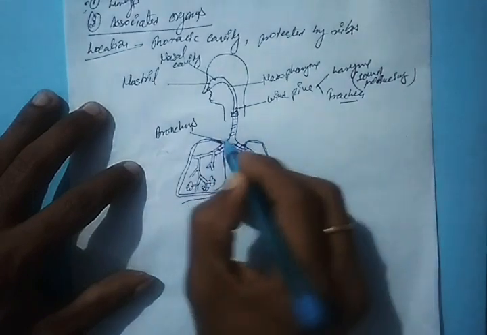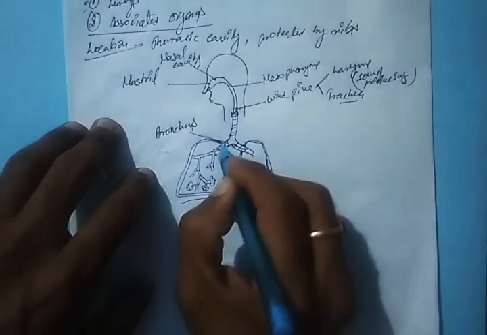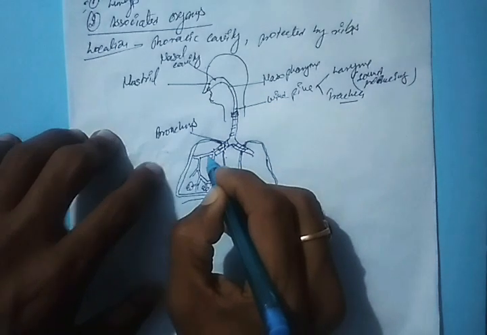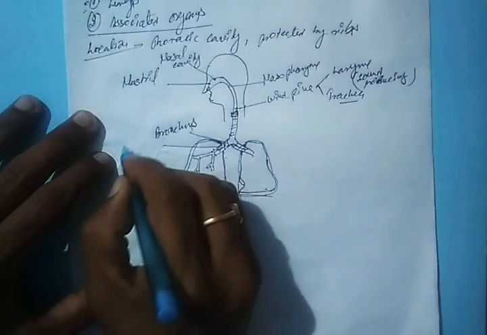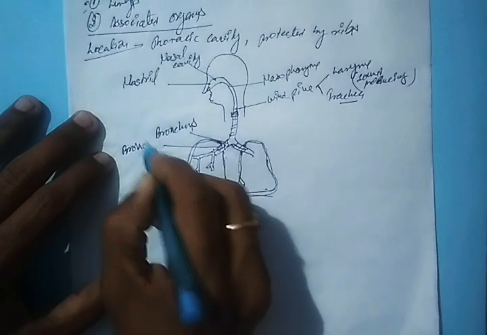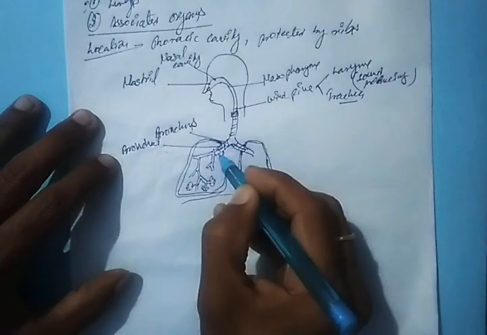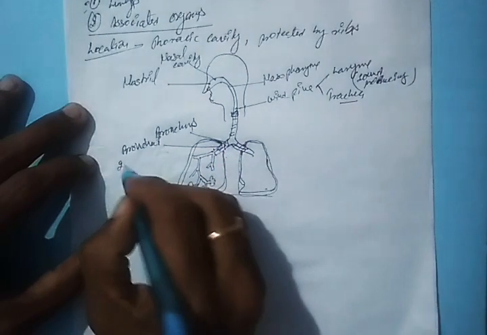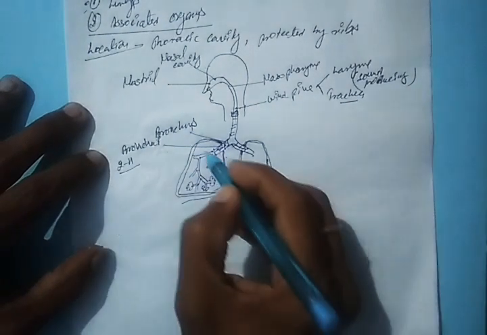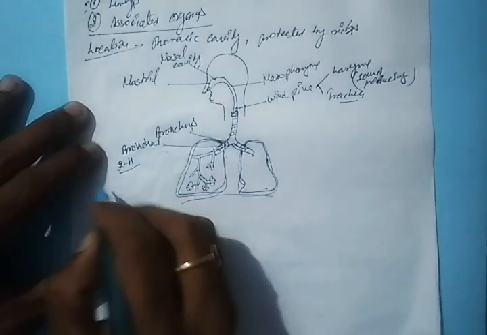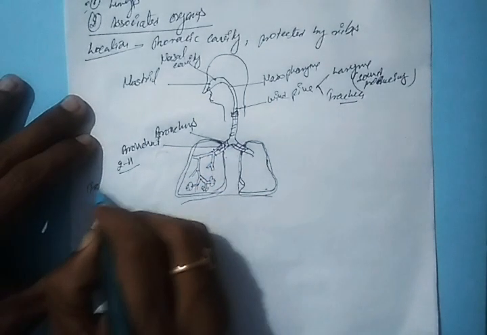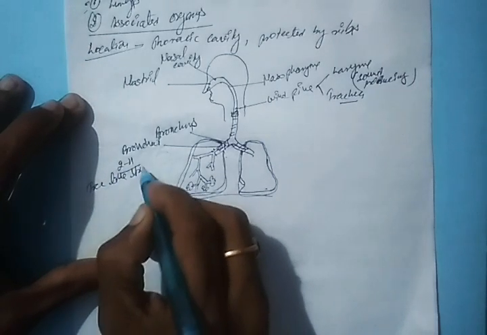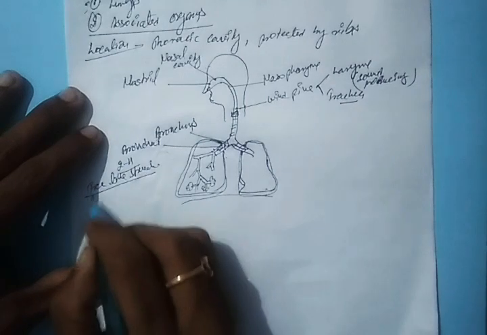The trachea enters into the right and left lung. Here it is called bronchus, and when the bronchus enters into the lung, it is called bronchi. Bronchi again divide 2 to 11 times and make a tree-like structure. That is called the respiratory tree.